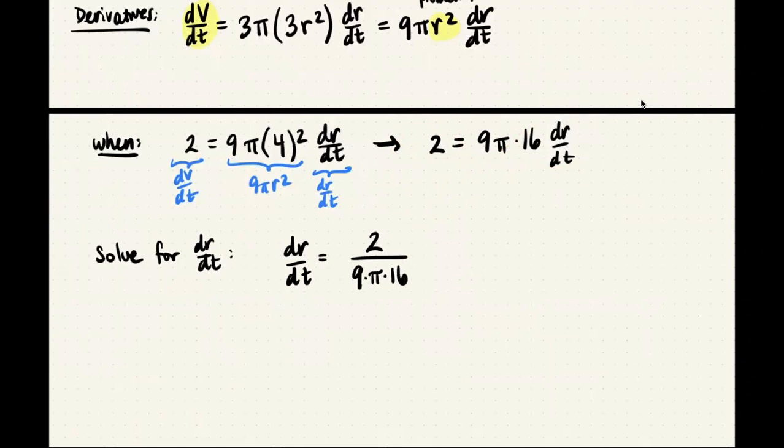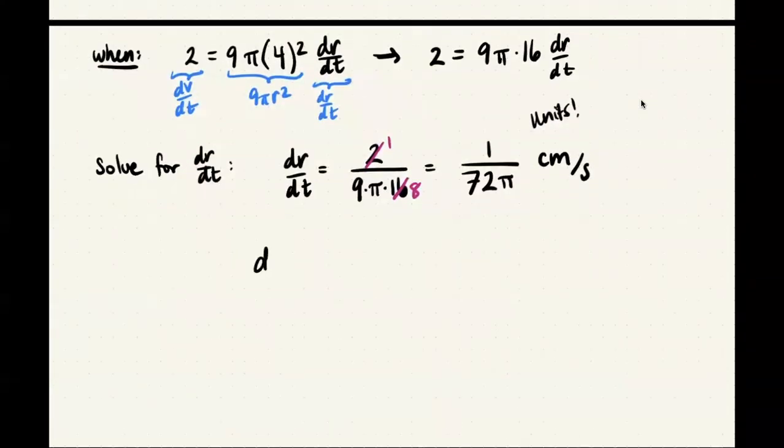Let's simplify this a bit. 2 goes into 16 8 times, so I've got 1 over 9 times 8, which is 72 pi. And then lastly, we need units. The units of length in this problem were centimeters, so the units of the radius are centimeters, and the time was in seconds. So this is centimeters per second. Just to write this a little cleaner, my final answer: 1 over 72 pi centimeters per second.